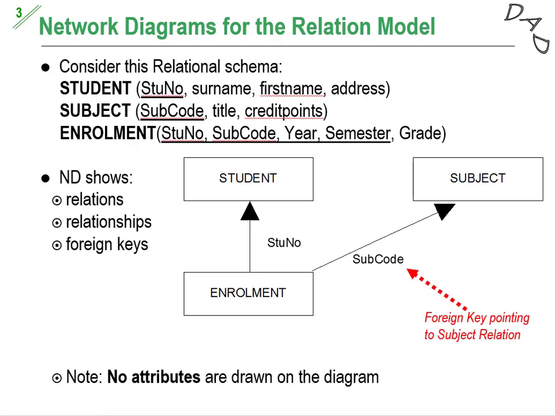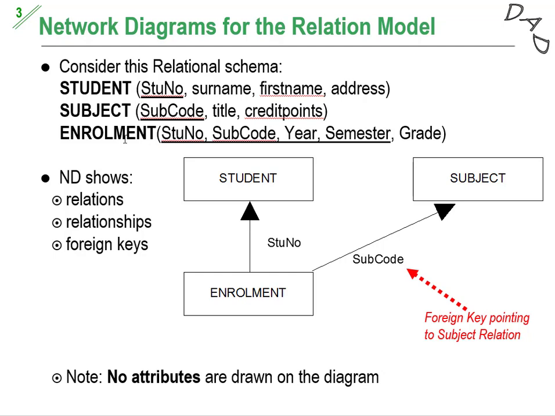Alright, let's work on a small example, a network diagram for a relational model. Now think about this small relational schema. In this case we have three entities: student, subject and enrollment. The student entity consists of student number, surname, first name and the address. Student number is the primary key. The subject entity consists of subject code, title and the credit points, and subject code is the primary key.